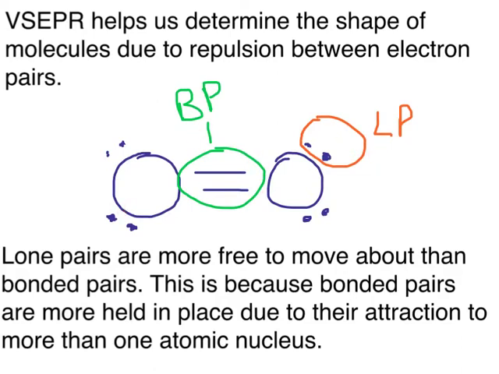Now note, lone pairs are more free to move about than bonded pairs, because bonded pairs are held in place. These guys here are attracted to both of these nuclei, whereas these guys are only slightly attracted to this nucleus, and therefore they can move around more.